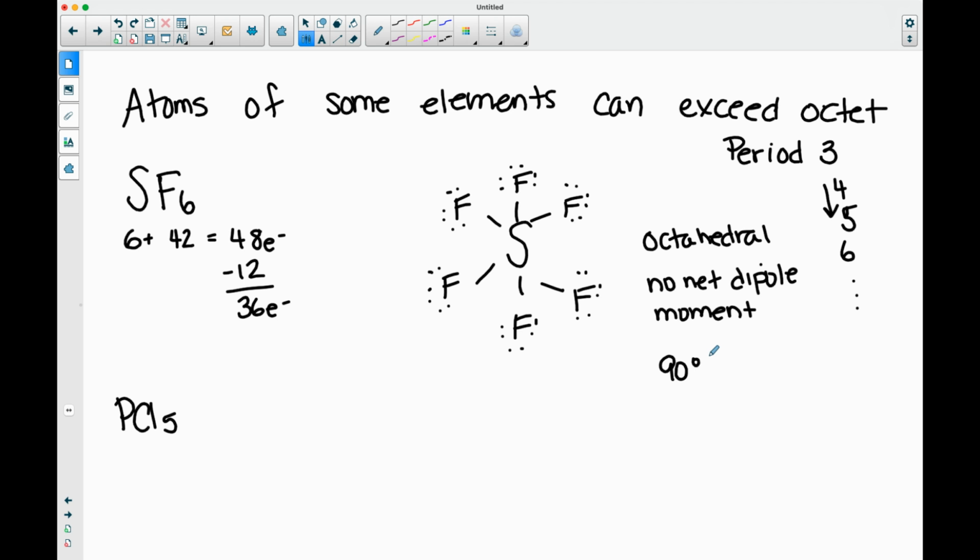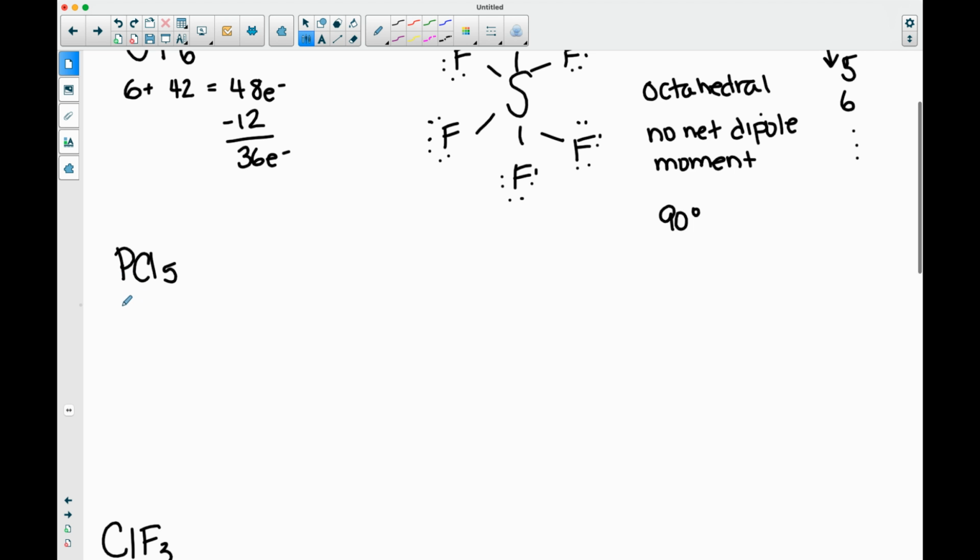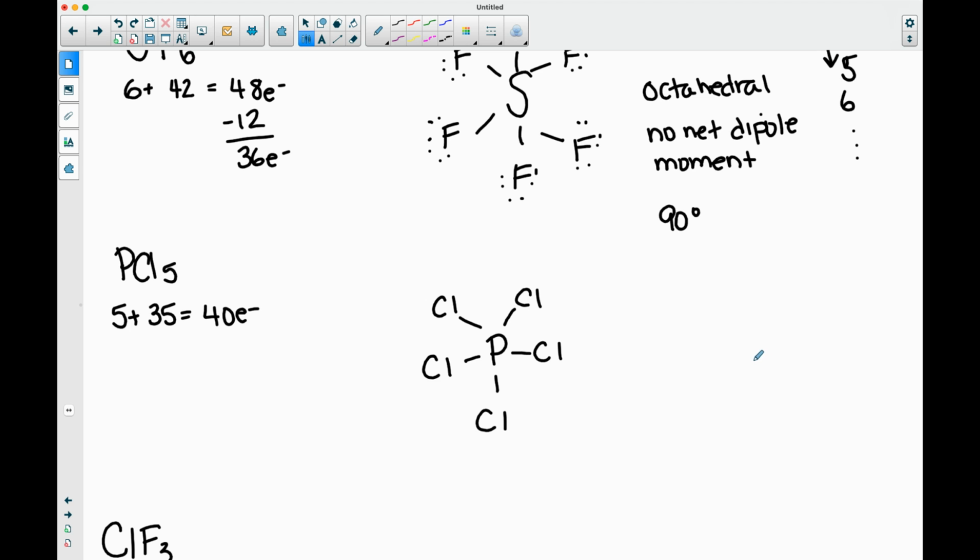Whereas PCl5, again, we're going to have to take the sum of the valence electrons, which is 5 plus 35, which is 40 electrons. The phosphorus has to be in the center. The phosphorus has to bond at least with one bond with each chlorine, so I'm going to put single bonds in there first. That's 2, 4, 6, 8, 10, so I have 40 minus 10, which is 30 electrons left. I have 5 chlorines. We evenly distribute, and they get 6 each. Each chlorine gets an octet, and phosphorus exceeds its octet.